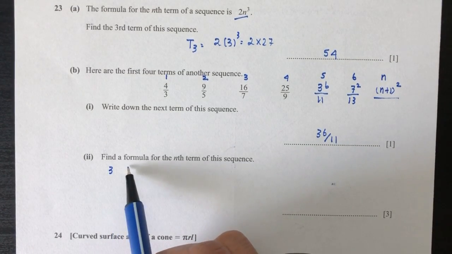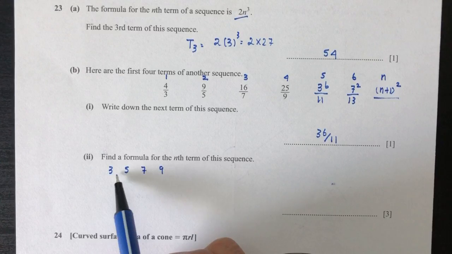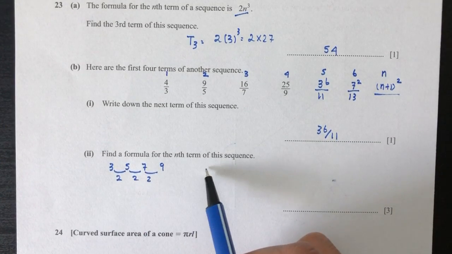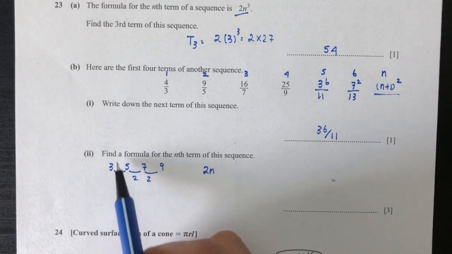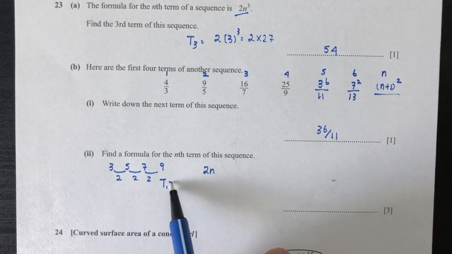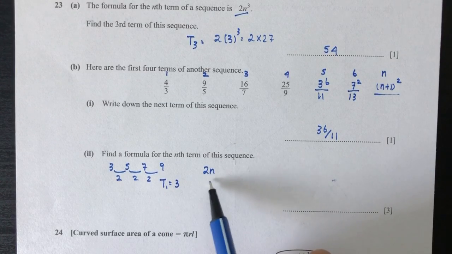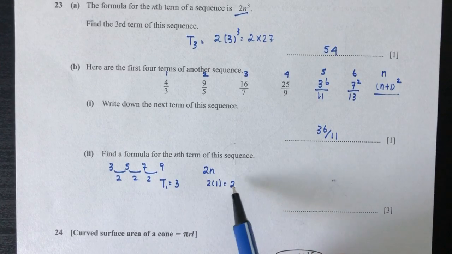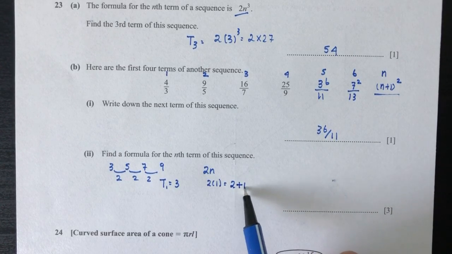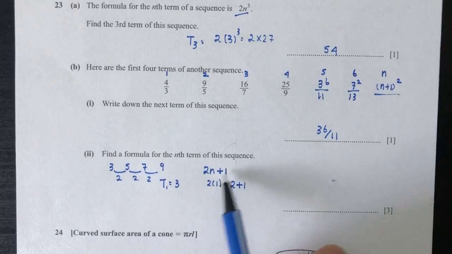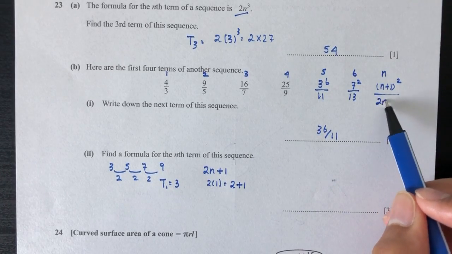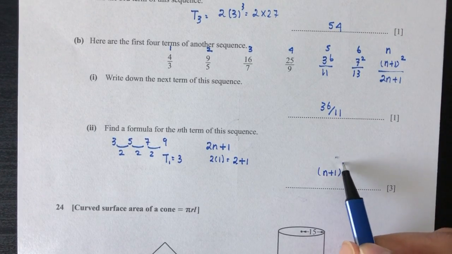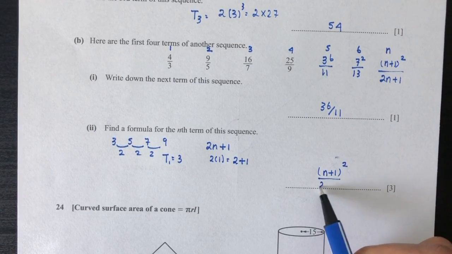So for the base we have 3, 5, 7, 9. The increase is constantly 2. So because of that we write down 2n. Now the first term, we know it is equal to 3. So for n equal to 1, it is 2. So 2 is not 3. How can we make 2 become 3? We have to plus 1. In this case, this will be 2n plus 1. So your nth term will be (n plus 1) squared divided by 2n plus 1.